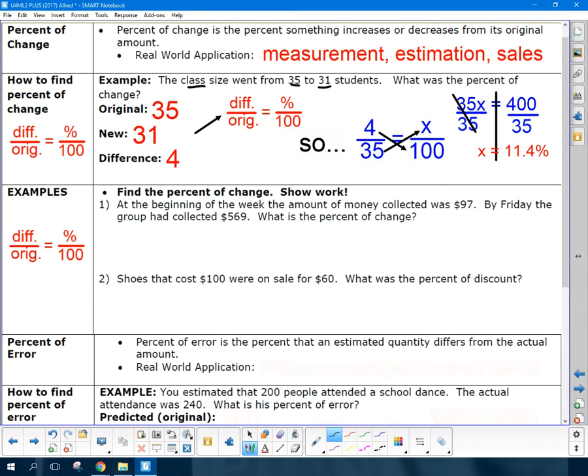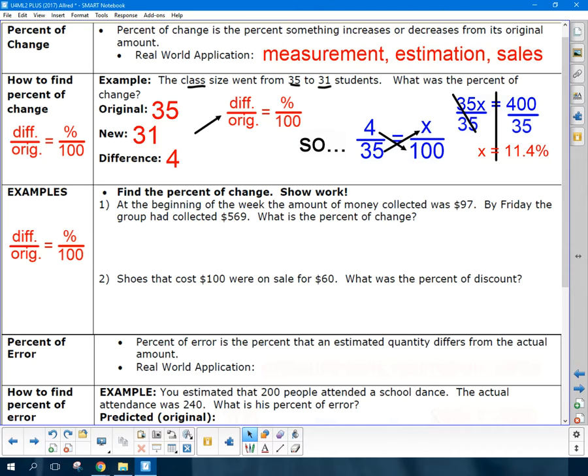I want you to read number 1. At the beginning of the week, the amount of money collected was $97. By Friday, the group had collected $569. What is the percent of change? Remember, you need to find the difference in the original amount and then set it equal to x over 100. I want you to try to solve it real quick on your own and then tell Edpuzzle what you got.